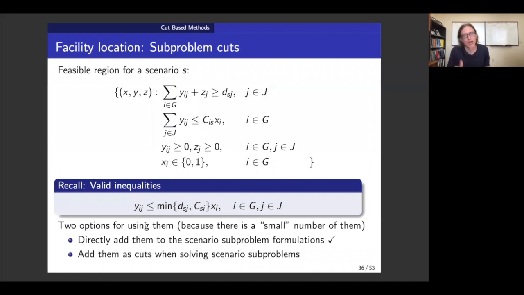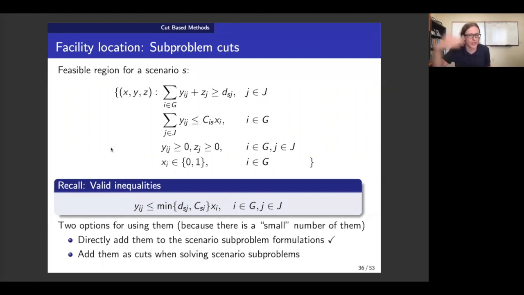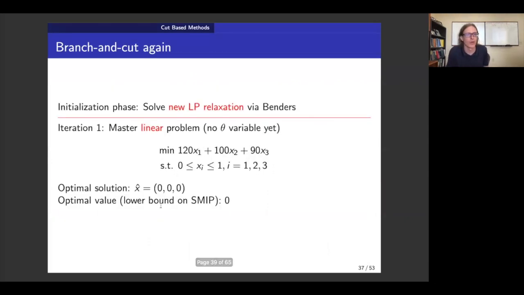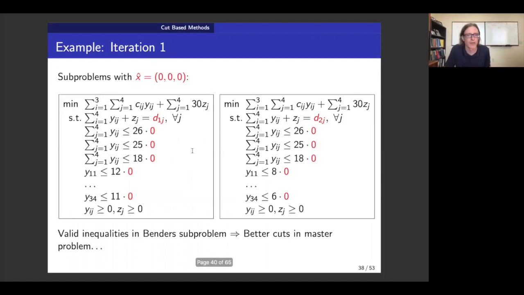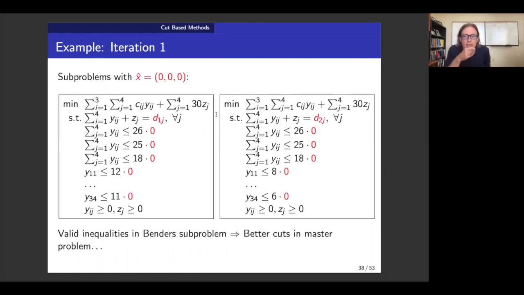Remember, we derived valid inequalities for that problem. It's a small list, so we can just add them to our formulation rather than adding them as cuts. Let's see what happens if we add those to the formulation. We can do that branch and cut process again. We get our initial master problem formulation. I'm going to skip these iterations, but we do these Benders cuts. The one thing I want to highlight is that when I solve the subproblems, I'm now including these additional constraints, those valid inequalities. That's the key thing I change: the linear programming subproblem.